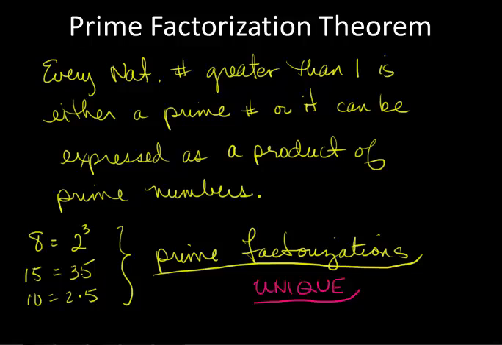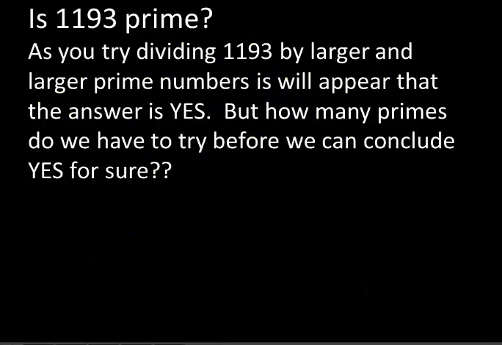For example, 8 is equal to 2 times 2 times 2. We cannot write it as any other product of prime numbers, simply 3 factors of 2. So every natural number greater than 1 that is not prime can be written in one and only one way, uniquely, as a product of prime numbers.